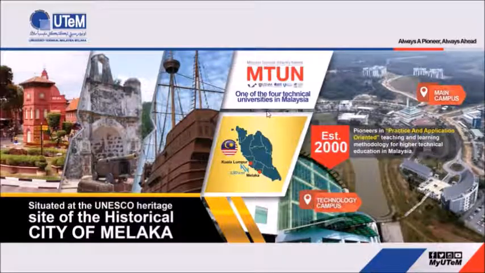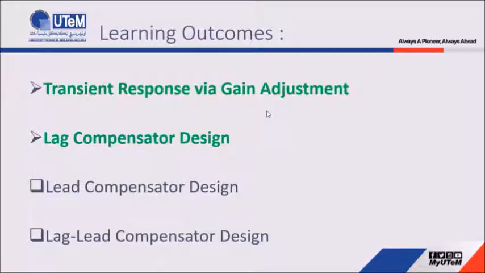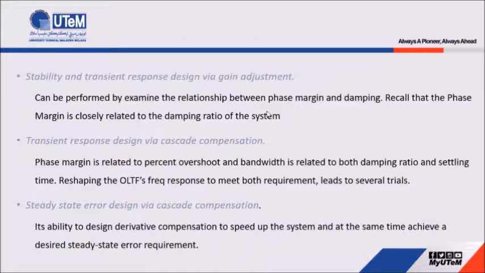So before we go further about this topic, let us look at the learning outcome of this topic. At the end of this chapter, you should be familiar with transient response via gain adjustment, lag compensator design, lead compensator design, and combination of lead and lag compensator design. When we talk about design, the aim that we want to achieve is the system should be stable and the transient response for the system should follow the requirement.